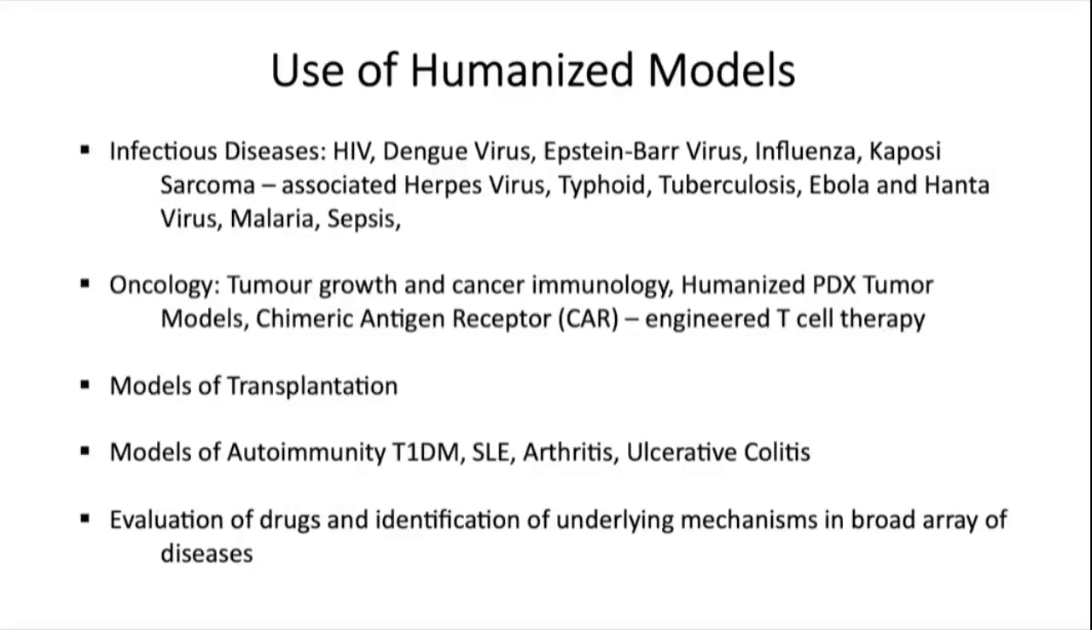They are also used as a model for transplantation-related studies. Autoimmune diseases like, for example, systemic lupus erythematosus, arthritis, ulcerative colitis, such models are available in humanized models. And it's believed that evaluation of drugs and identification of underlying mechanisms in a broad range of diseases which are human-specific can be studied in this model. They are much more suitable.